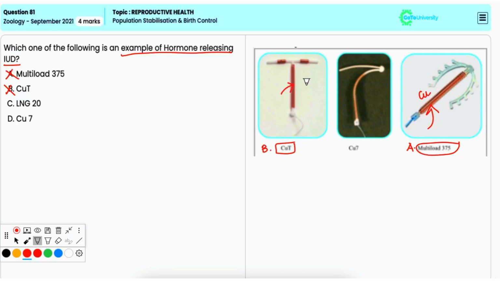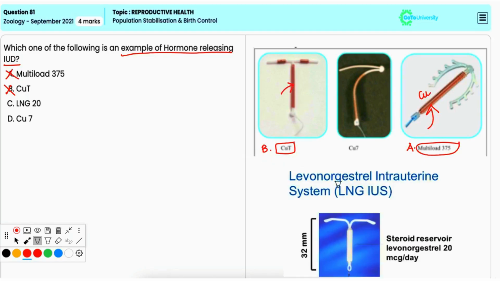Option C, LNG20. Now, LNG20 is a hormone releasing IUD. It releases levonorgestrel, a progestin hormone, to prevent pregnancy by thickening the cervical mucus and inhibiting sperm movement, in addition to thinning the uterine lining. Hence, it is the correct option.